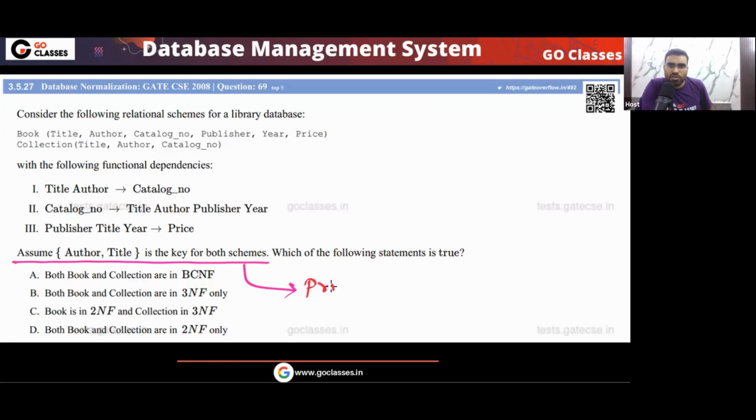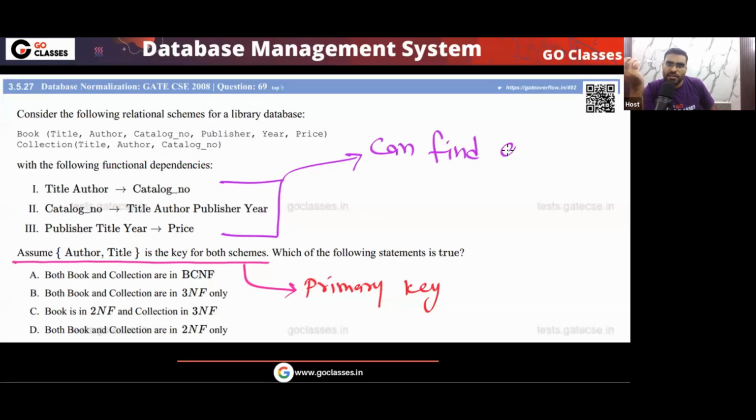Here the question is talking about primary key, because remember why? Candidate keys you will find from functional dependencies. Yes or no? There can be more candidate keys. Remember one thing, there can be many more candidate keys. From the functional dependencies, we can find all the candidate keys for both tables, for both relations.